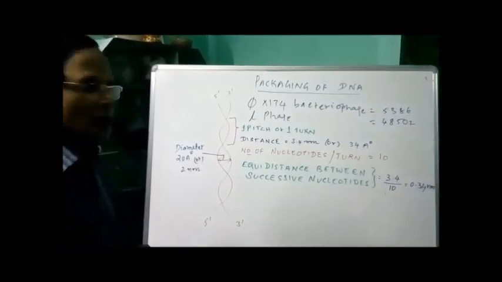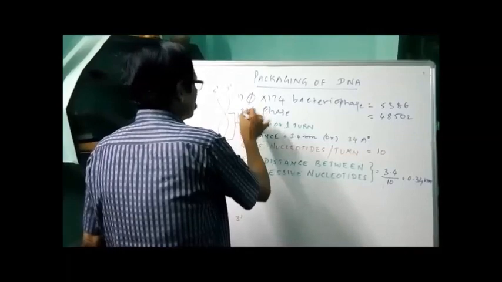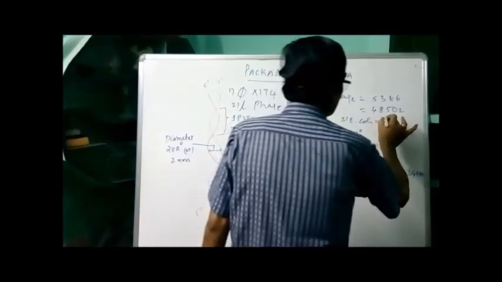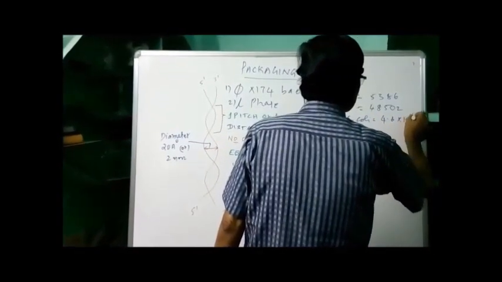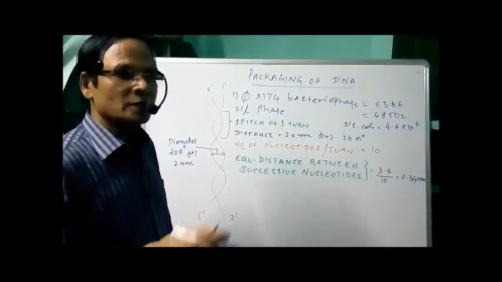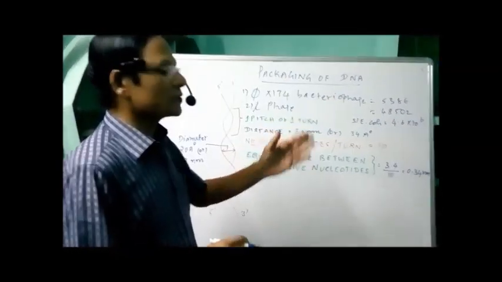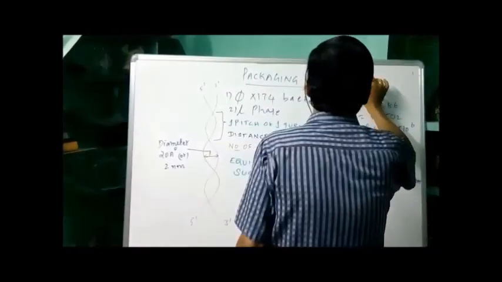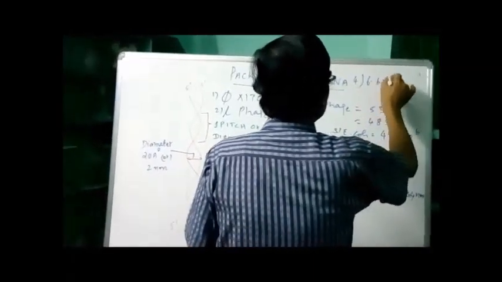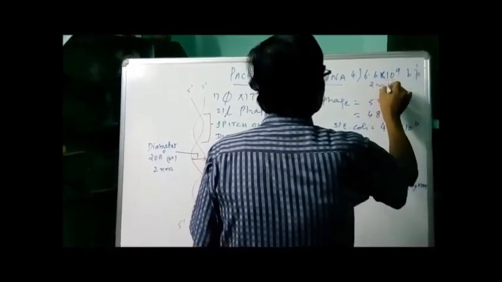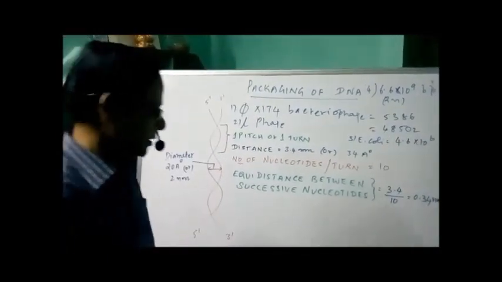If you take the E. coli bacterium, the third one, it has 4.6 into 10 power 6 nucleotides and base pairs. We can express it either as nucleotides, nucleotide pairs, or in the form of base pairs: 4.6 into 10 power 6 base pairs in the case of E. coli bacterium. In the case of human beings, we have 6.6 into 10 power 9 base pairs. This is in the case of a diploid cell.